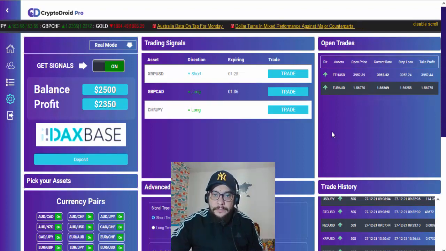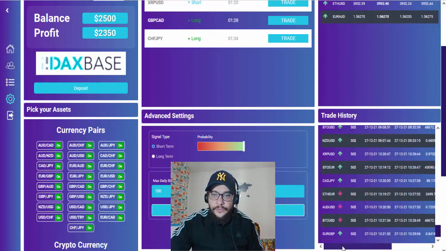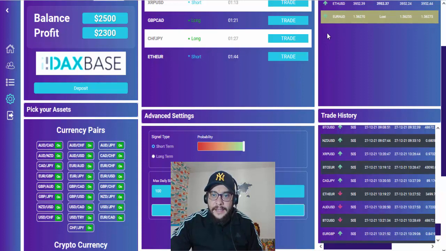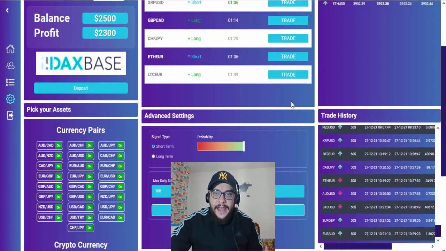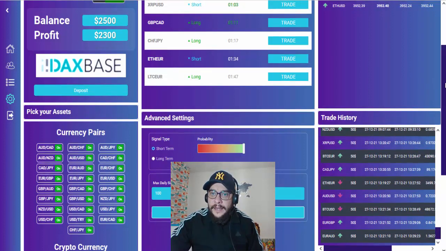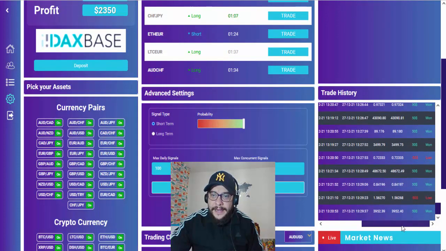And another one, Euro GBP, is closed. Let's see if we can see it here. Yes, Euro GBP is closed and in the money, as you can see. Let's see the other one. And Euro AUD is closed also. Euro AUD, as you can see here, out of the money. And we still have one more trade, this Ethereum USD. Let's wait for this one to close, and this one is closed also, in the money.